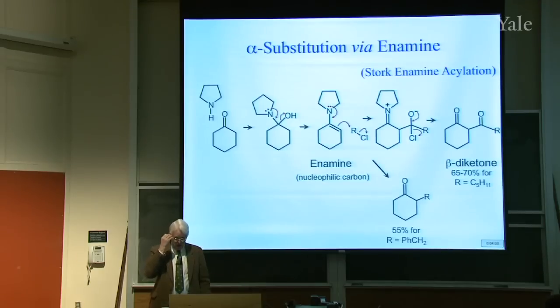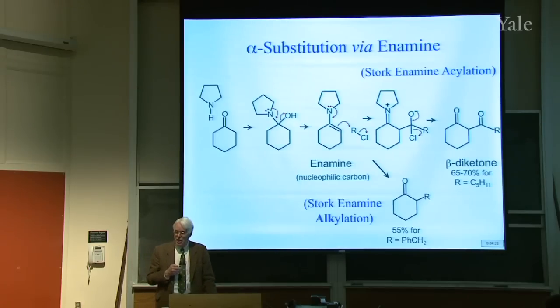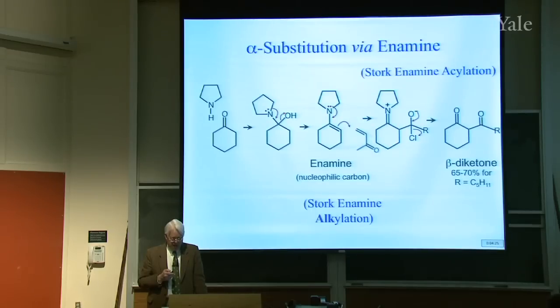And when R is phenyl CH2, benzyl, a 55% yield of that purified compound was obtained, right? But that's not an acylation anymore. You're putting R on, not RCO. This is an alkylation, so this is called the Stork enamine alkylation. And there's a much fancier kind of alkylation that was done. All these are in the same paper.